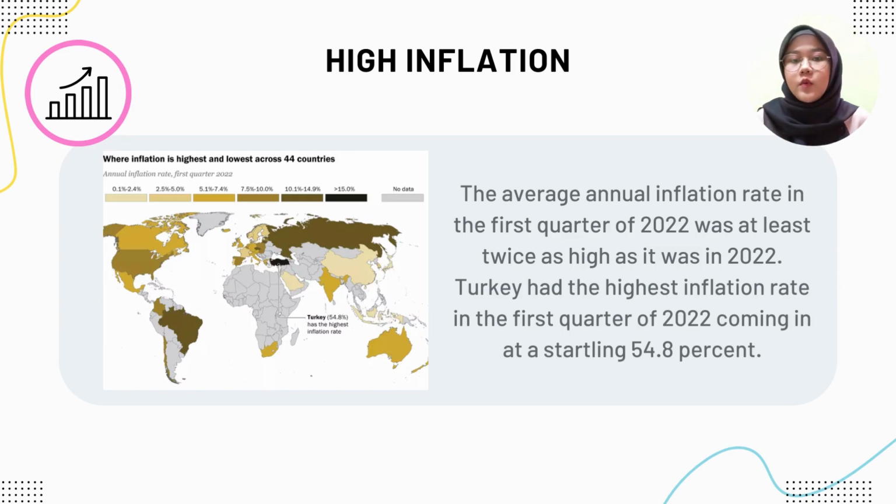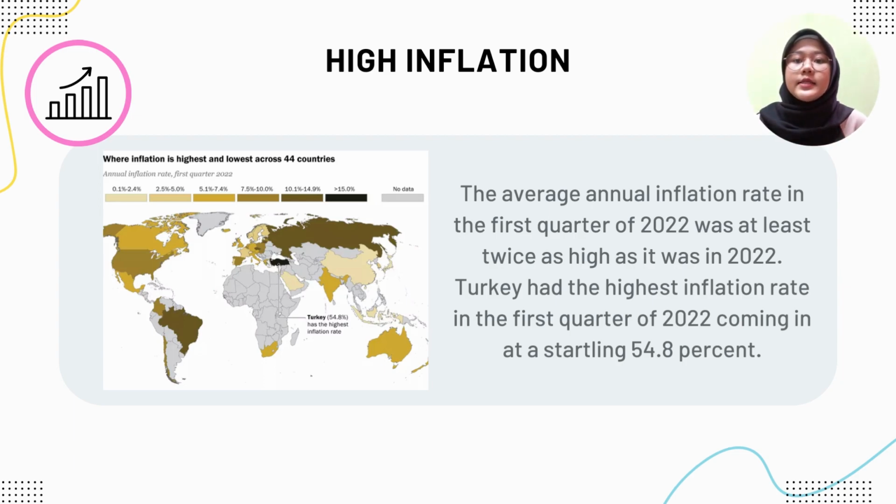When COVID-19 was just starting to spread fatally, the average annual inflation rate in the first quarter of 2022 was at least twice as high as it was in the same period in 2020. First quarter inflation was more than 4 times higher in 60 countries than it had been 2 years earlier. This shows that high inflation has gone global and may be getting higher and higher.